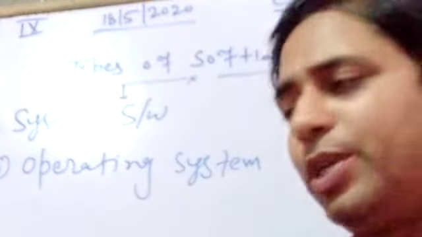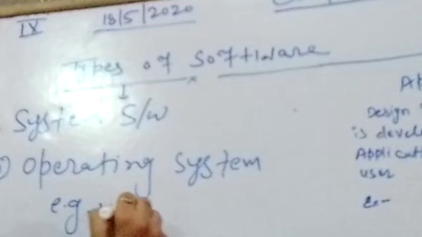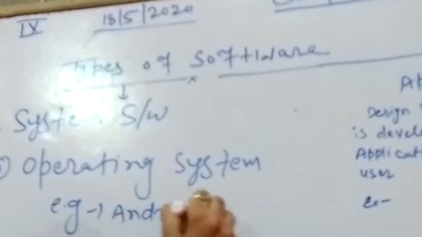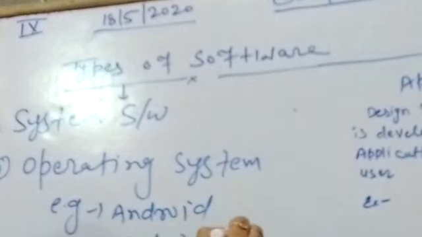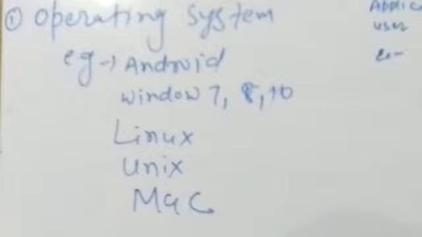To operate your computer. Some examples of operating system: Android, Windows 7, Windows 8, 10, Linux, Unix, Mac. These are the examples of operating system.